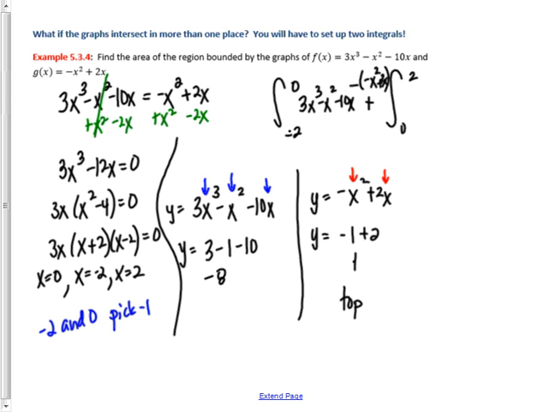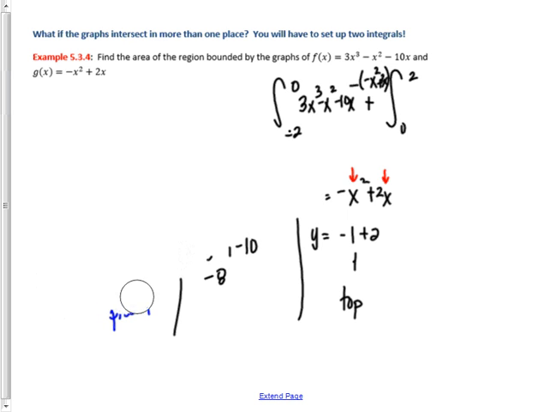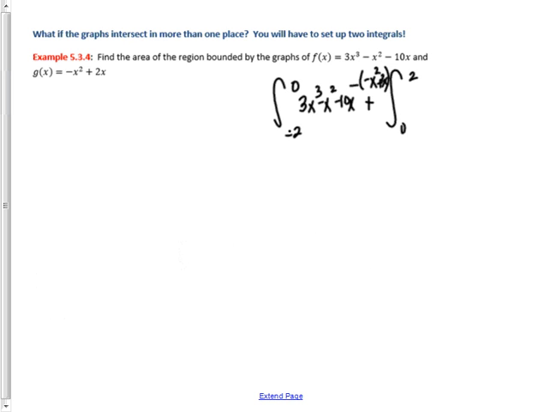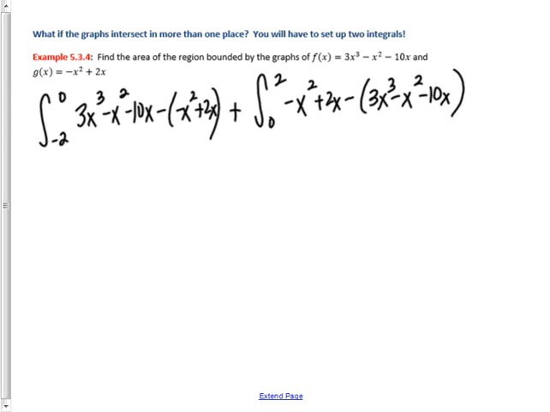Okay, so let's give myself plenty of room to write that neat. So they're reversed. Usually that's the way it works. Okay. So here we go. On this one, I have -2 to 0, and it was 3x cubed minus x squared minus 10x minus -x squared plus 2x, plus, and then the other one was just flip-flopped, 0 to 2, and it was this one minus this one. So I told you these were a pain, okay, but they all work out.